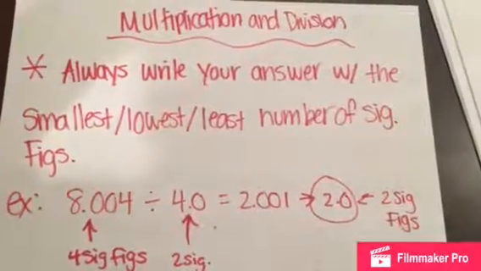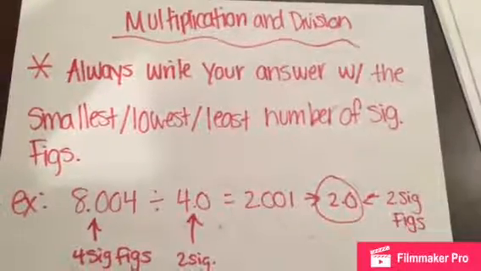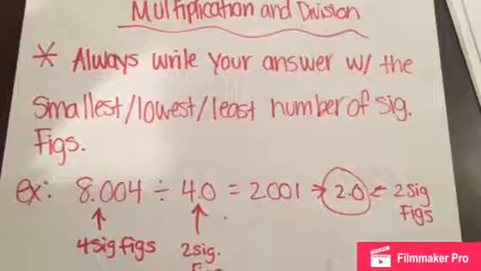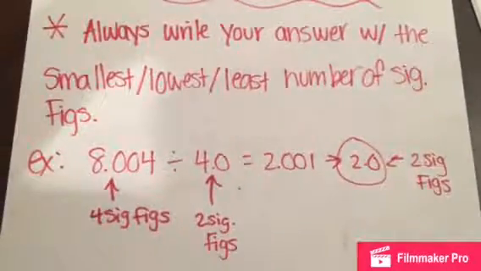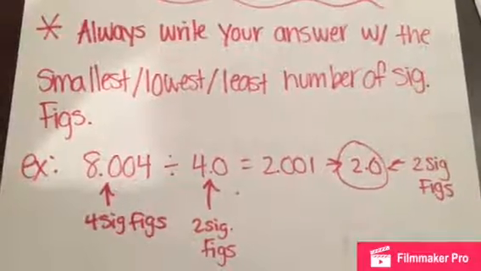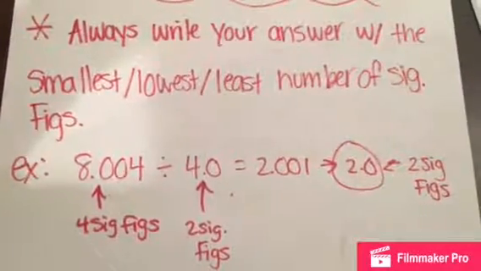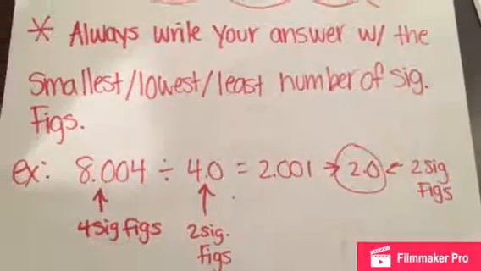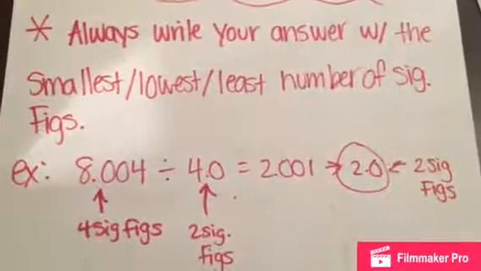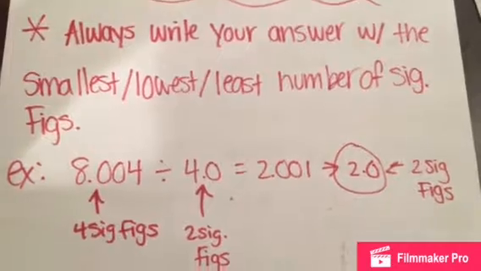Now, to multiply and divide, what you need to know is you always write your answer with the smallest, lowest, least number of sig figs. For example, 8.004 divided by 4.0. 8.004 has 4 significant figures, and 4.0 has 2 significant figures. And once you divide them, you find your answer to be 2.001.